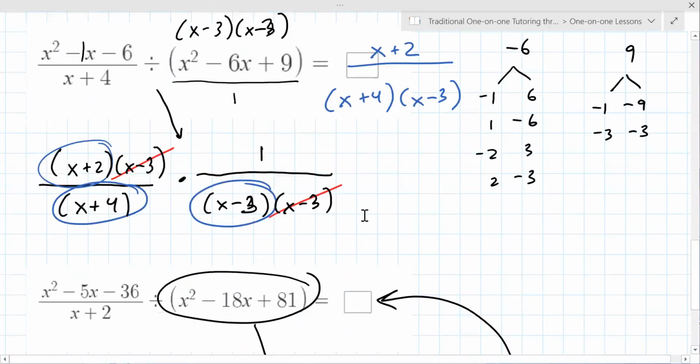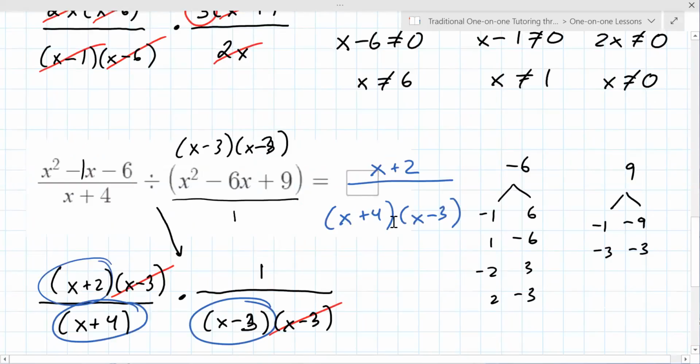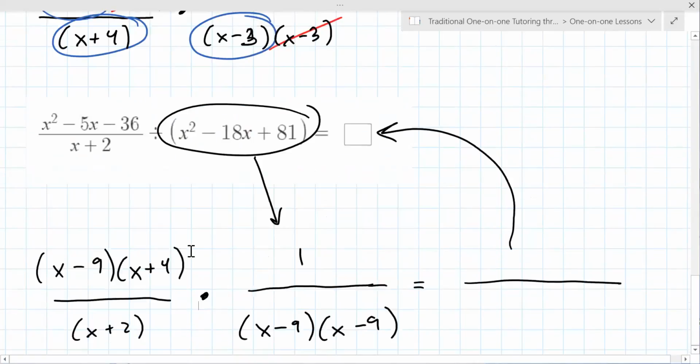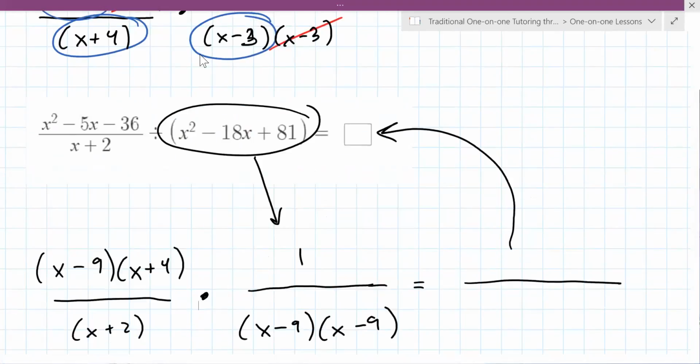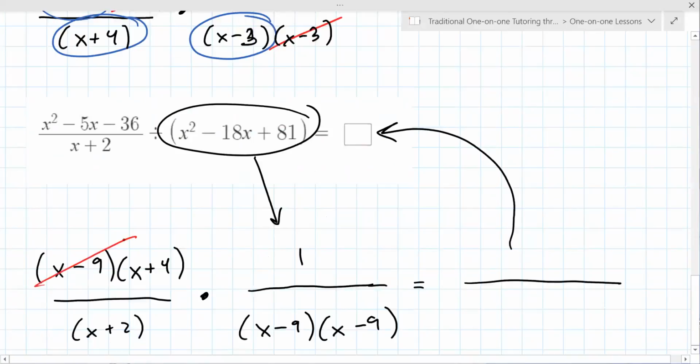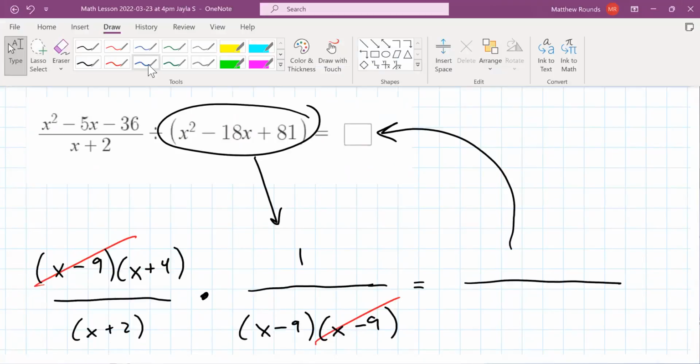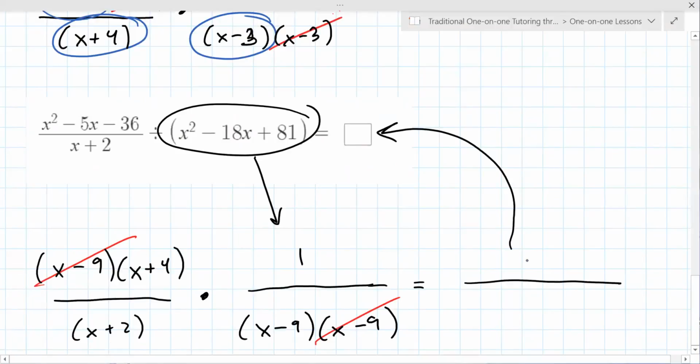See how in the previous problem we just ended up with stuff on the top and then on the bottom in blue? It's the same idea here. What are you going to cancel? What goes away? X minus 9. Okay, so what is left over in the top? X plus 4 over X plus 2 times X minus 9. Perfect. That's what goes in that box there.